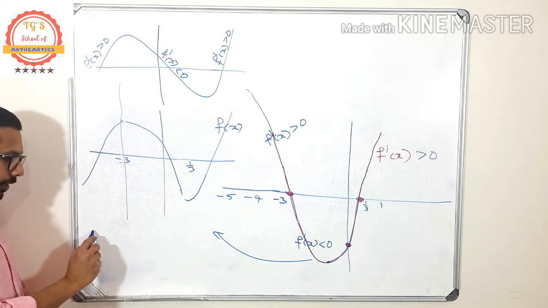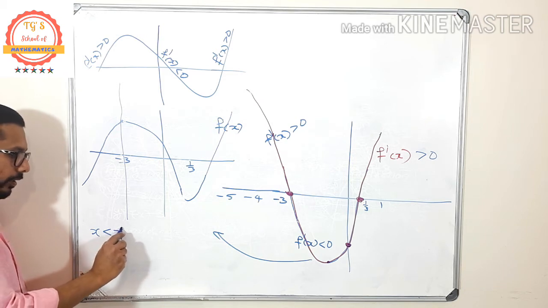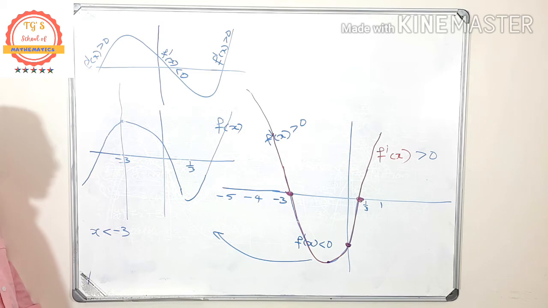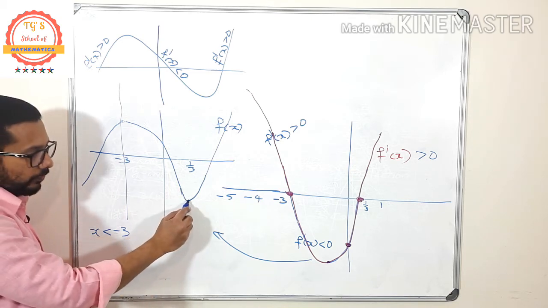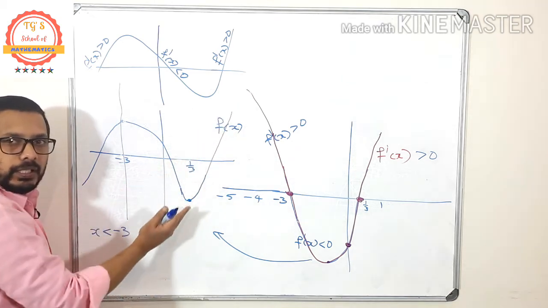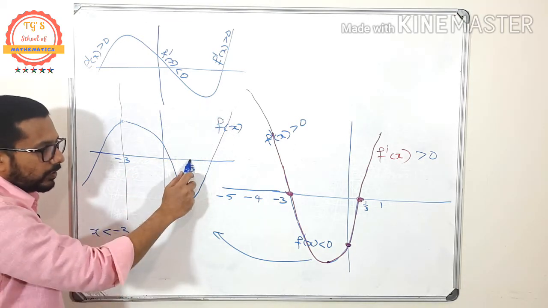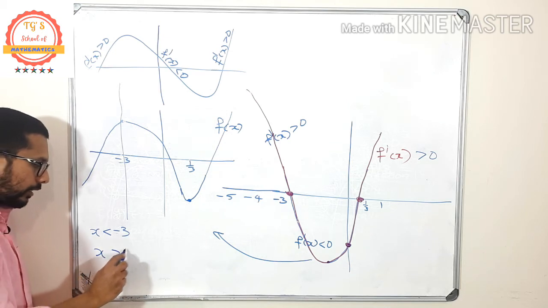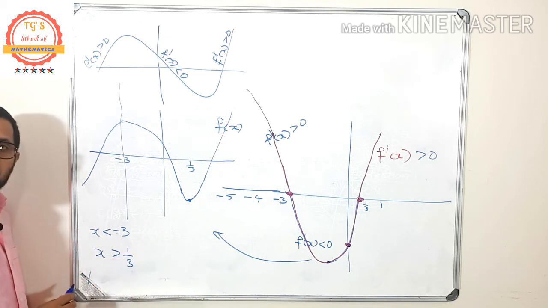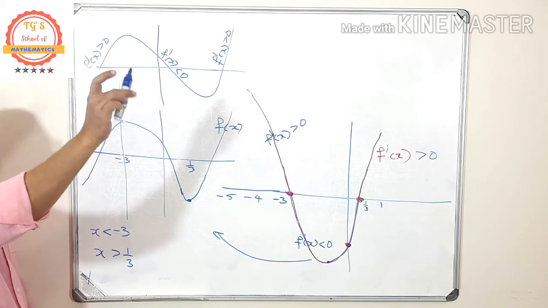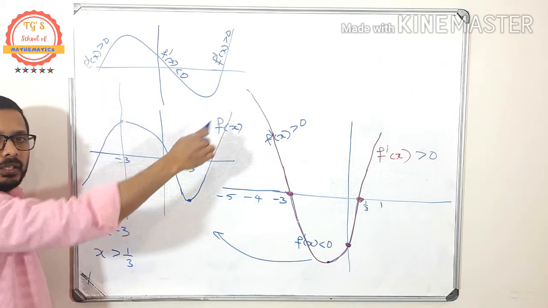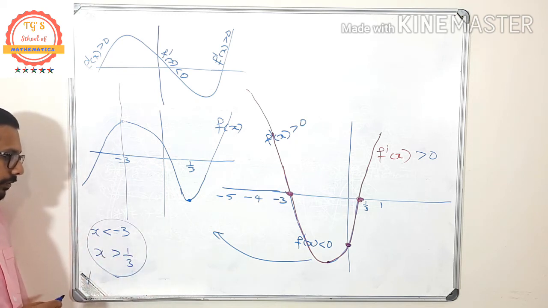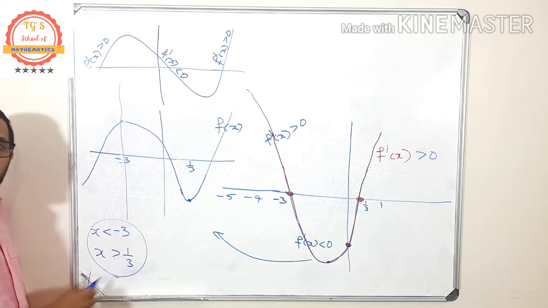How can you write that one? X is less than minus 3, f of x graph is increasing. And also one more point, from this point to that side f is increasing. Am I right? This point means what is the x value? 1 over 3. So it means that when x is greater than 1 over 3, then also the f graph is increasing. Okay, so this is the answer: x is less than minus 3 and x is greater than 1 over 3.